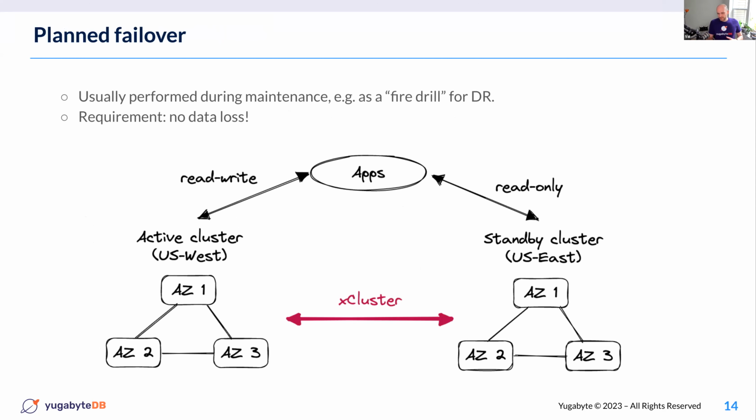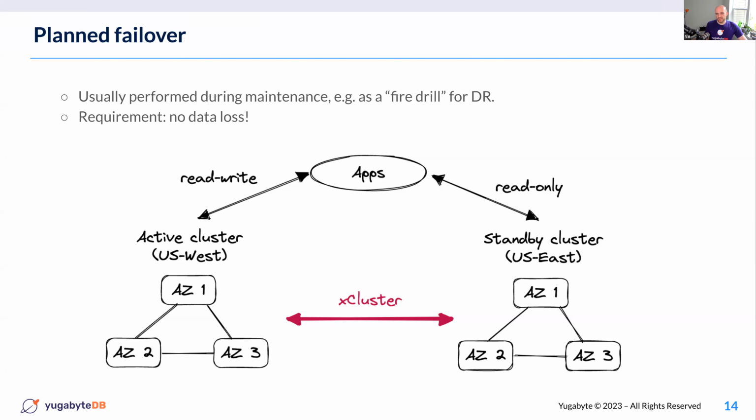So let's look at the failover workflows, right? When we talk about failover workflows, there are two that we differentiate between. First of all, planned failover. Planned failover is the process of essentially switching active and standby roles. This usually happens during maintenance, as a fire drill. Companies may have internal policies, or there are also regulations that tell you that you have to test your DR solution, let's say every 6 months, right?